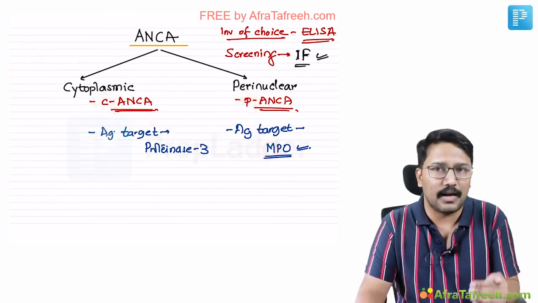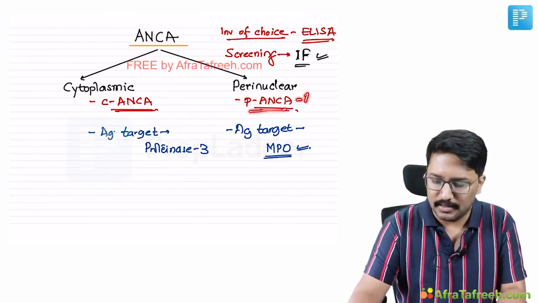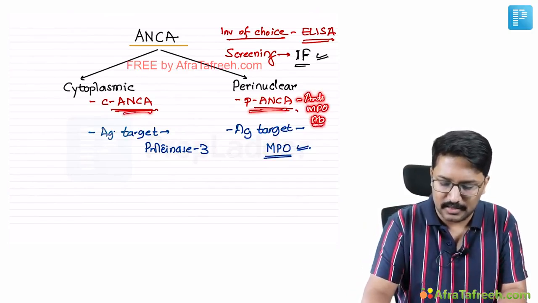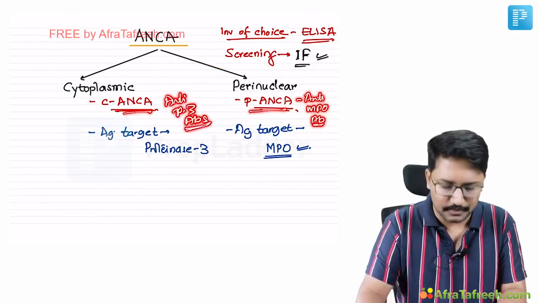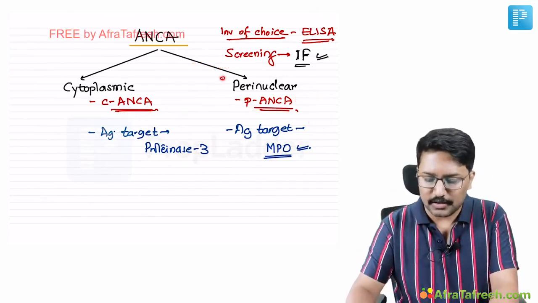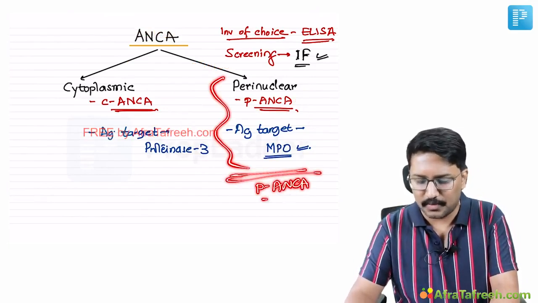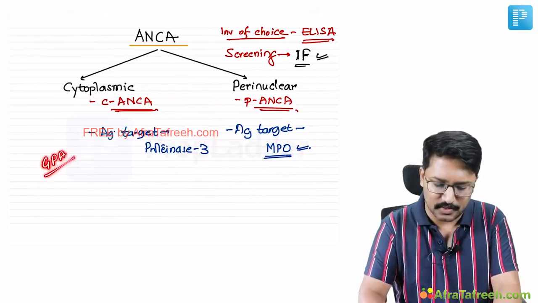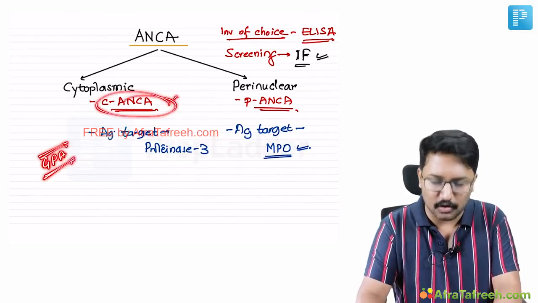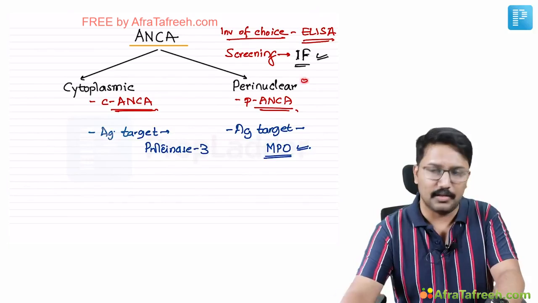So P ANCA, the antigen target here is myeloperoxidase. So this P ANCA is nothing but anti-MPO antibodies, right? C ANCA is anti-proteinase 3 antibodies, right? Clear? Okay. The majority of the ANCA associated vasculitic conditions are positive for P ANCA. Most of them, right? With an exception, which is granulomatosis with polyangiitis, where we start seeing C ANCA being the dominant ANCA. Otherwise, in most of the other vasculitic conditions, we see P ANCA as the dominant thing.